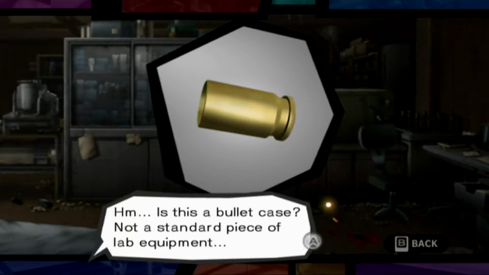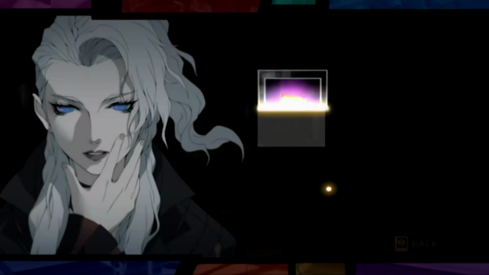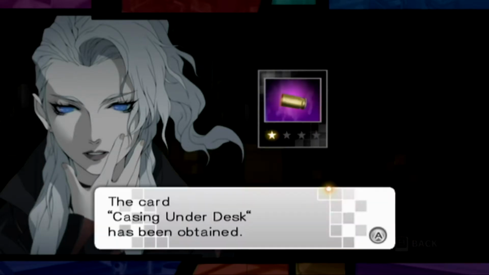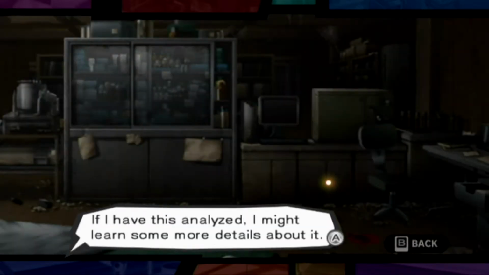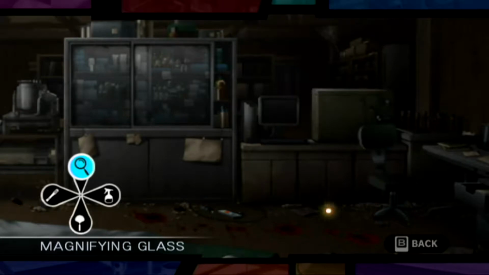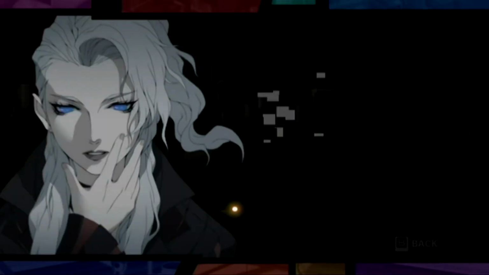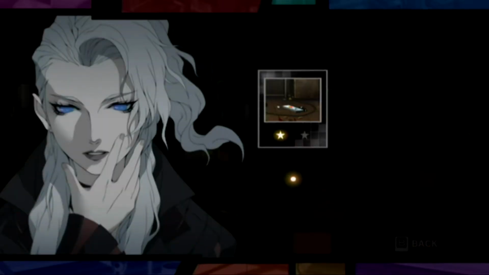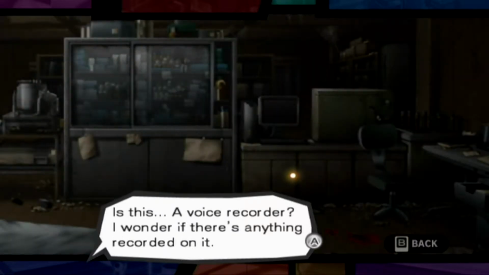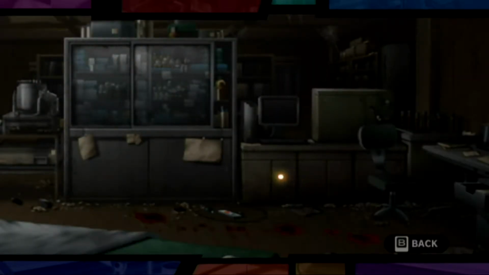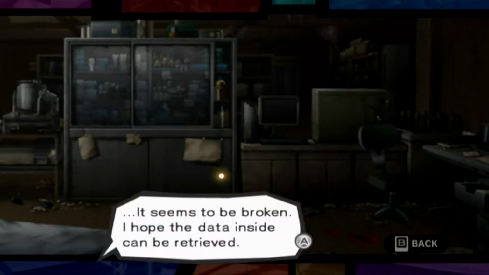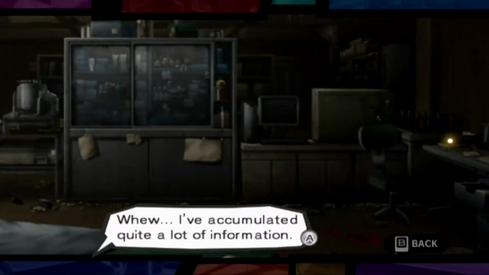Is this a bullet case? Not a standard piece of lab equipment. If I have this analyzed, I might learn some more details about it. Is this a voice recorder? I wonder if there's anything recorded on it. It seems to be broken. I hope the data inside can be retrieved.